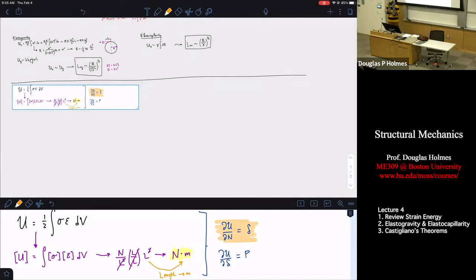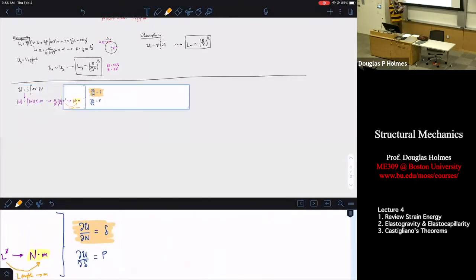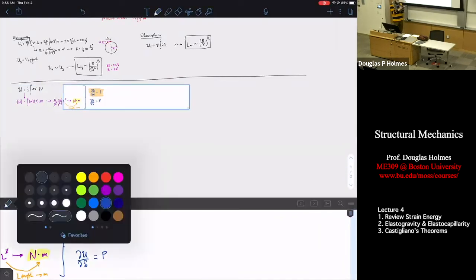This top one allows you to calculate the deflection at any point in your structure in any direction you want. And all you have to do is take the derivative of your strain energy with respect to the force acting at that point and in that direction. I'll say it again. Well, actually, you know what? I'm not going to say it. I'll draw it.